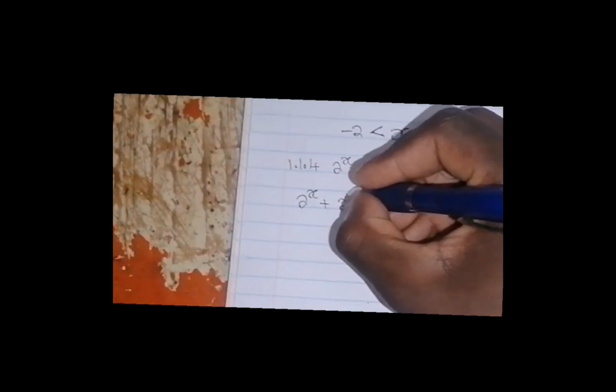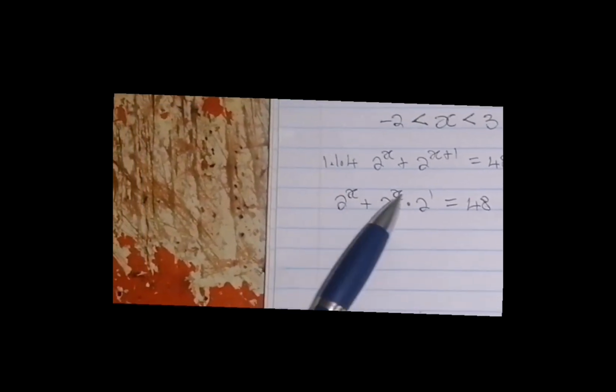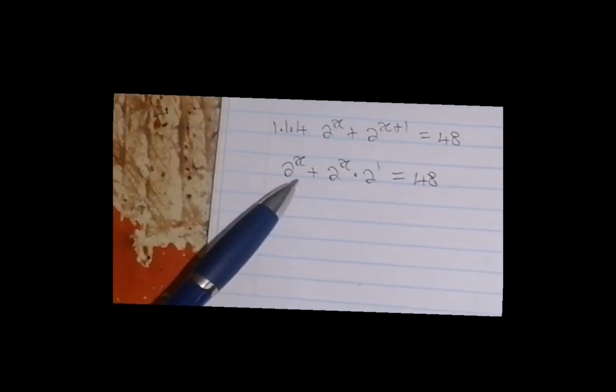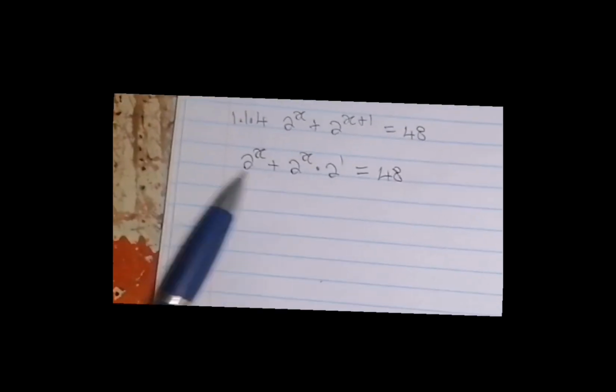So we still have 2^x multiplied by 2 to the power 1, which is equal to 48. Now whenever you have an exponential expression in this form, we're only paying attention to the left-hand side. That's why I'm calling it an expression. I'm not paying attention to the equal sign. Since there's an addition, or if there's a subtraction sign, we're going to factorize this expression. You cannot go on from there if you're not factorizing it.